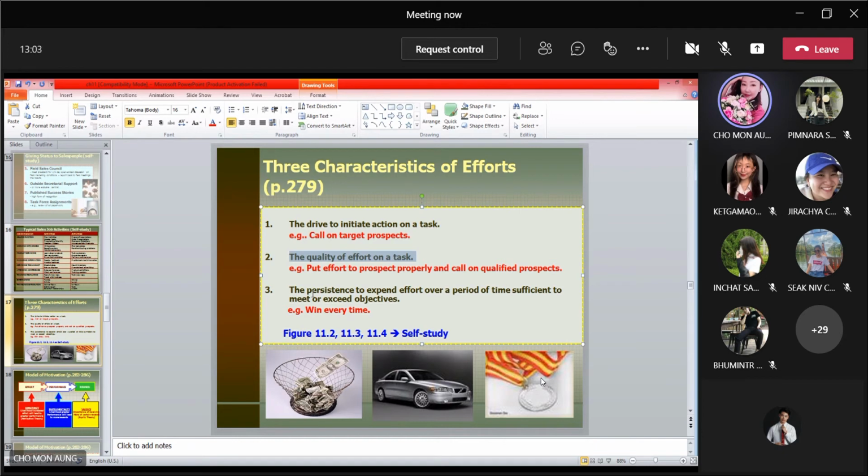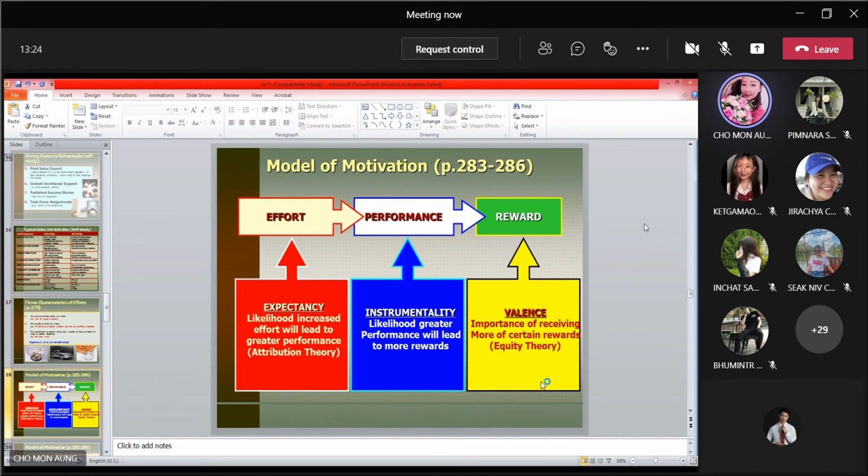Is that clear? All right. So now let's come to model of motivation. If you read the textbook, it's quite confusing, okay? There are many paragraphs, and they mention other theories. But we are going to focus only on the model, okay? We will not pay attention to those other theories.